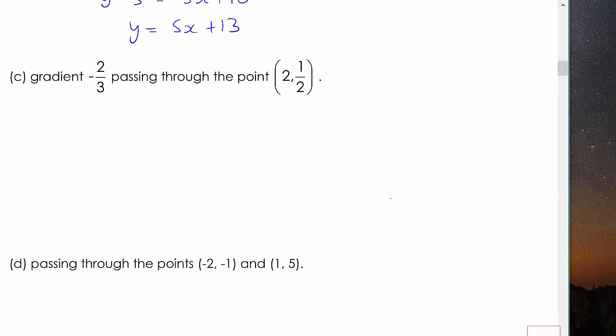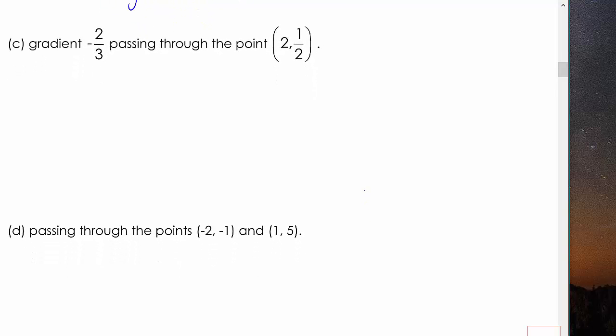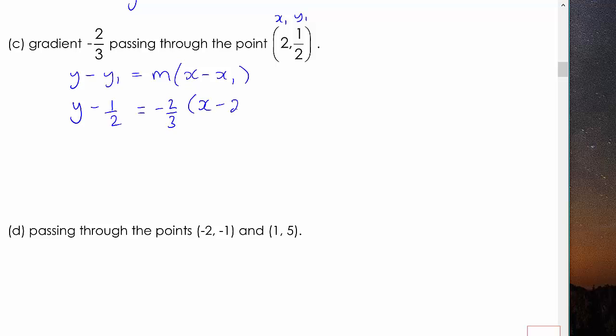Now part C is just very, very similar. So it's just here to show you the advantage of using this particular formula. If you just use y equals mx plus c, it becomes quite awkward when you're working with fractions. Once again, this is x1 and y1, the point we actually know. So not y equals, but y take away a half is going to be equal to negative 2/3 x take away 2.